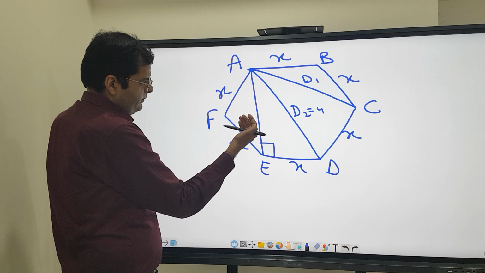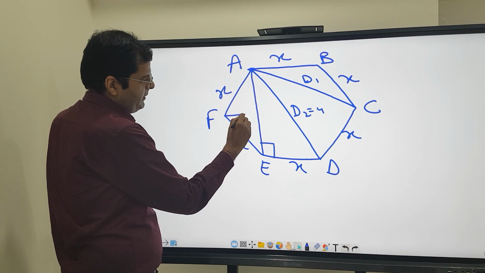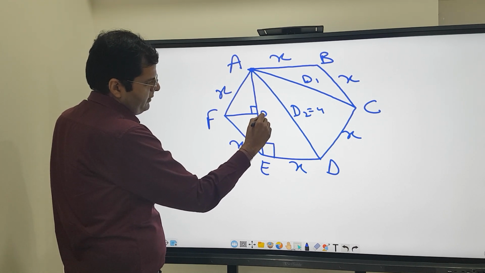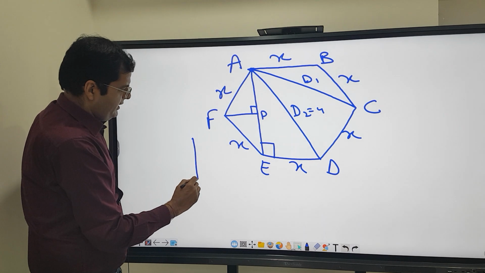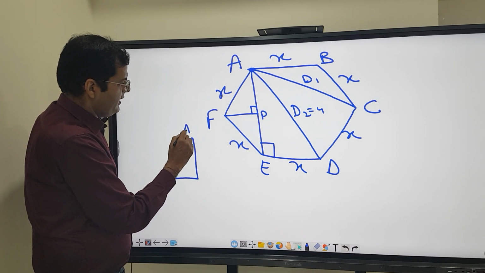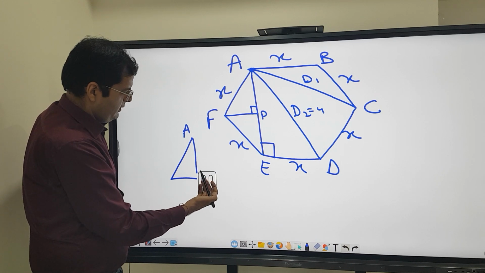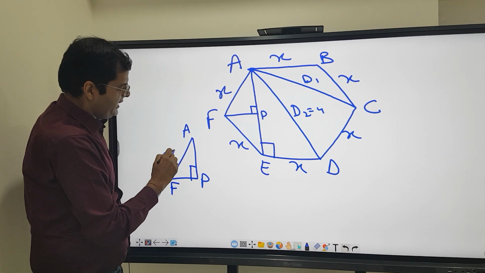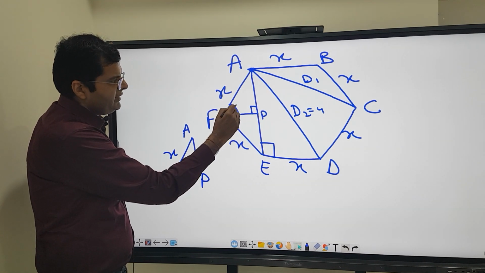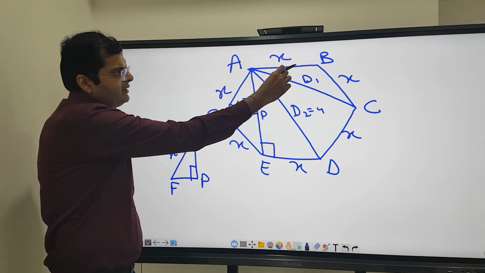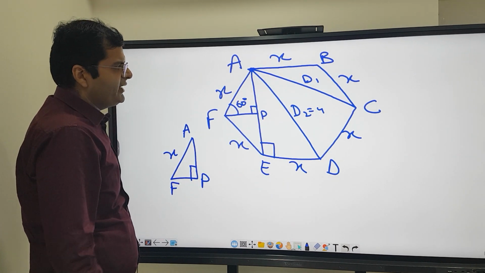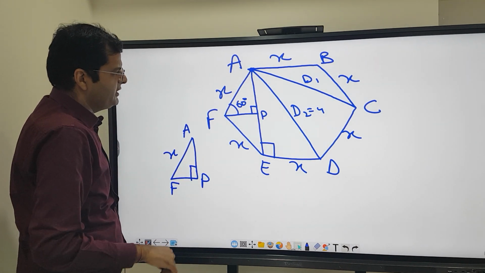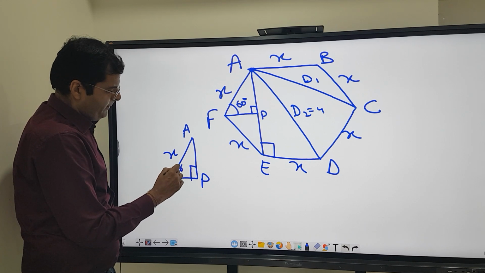So now I'll drop a perpendicular from F on AE. Let this point be P. So now I have this right angle triangle A, P, F, right angled at P, and the hypotenuse is x. Now if you look at it, this angle over here is 60 degrees. Why? Because every interior angle in a hexagon is 120 degrees, and when I drop a perpendicular like this, that will divide it in half. So it is 60 degrees and this is 60 degrees.